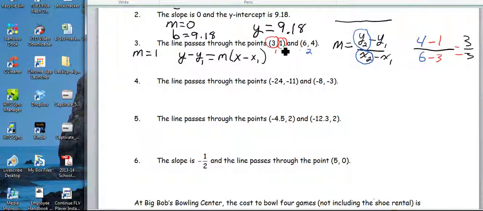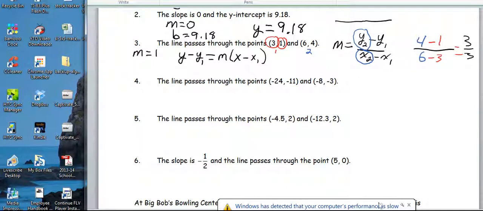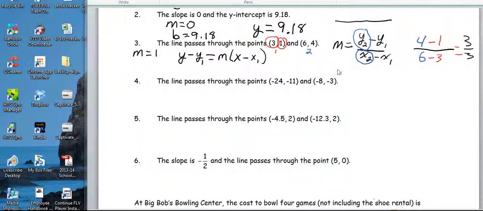I can actually pick either one of these points, but if I pick the red one, then I must use the x and the y from the same point. I must use both of those. If I pick the second one, then I just have to use the x and the y from that one. I can't take an x from one and a y from another.